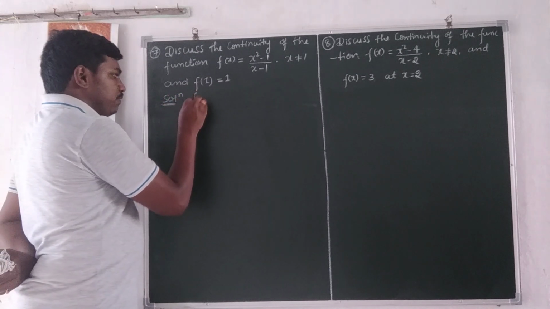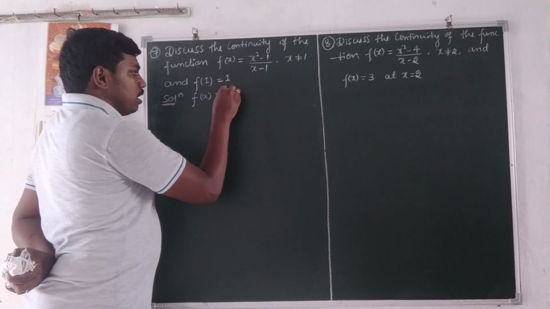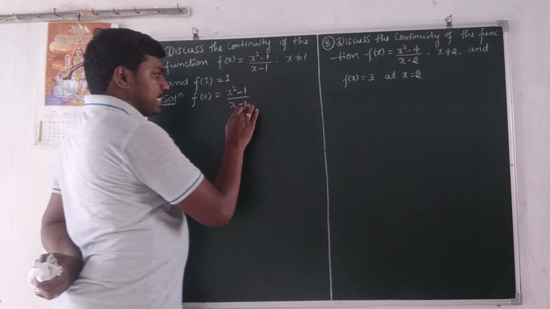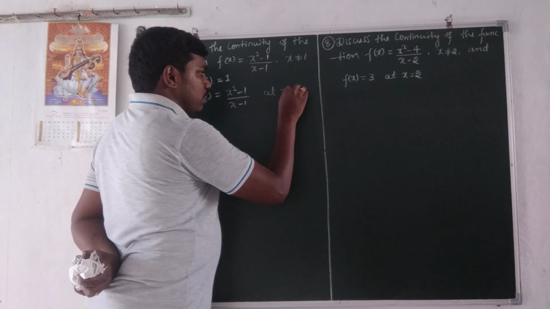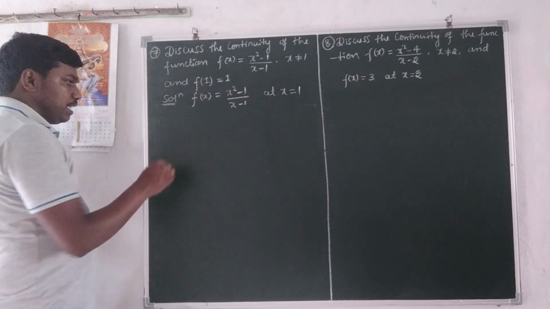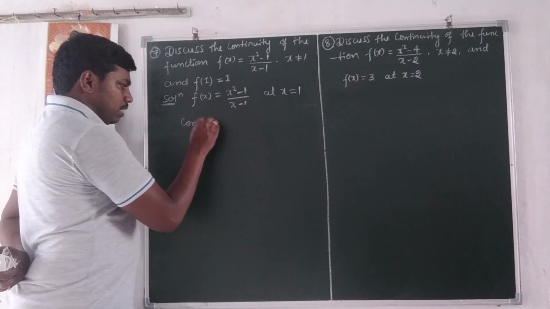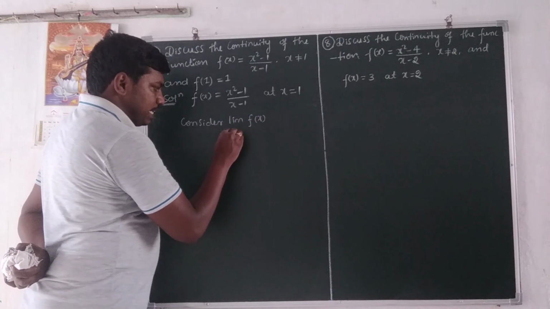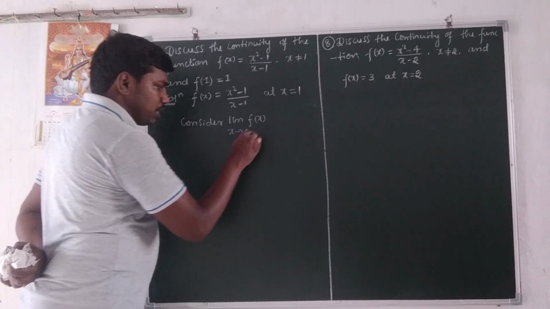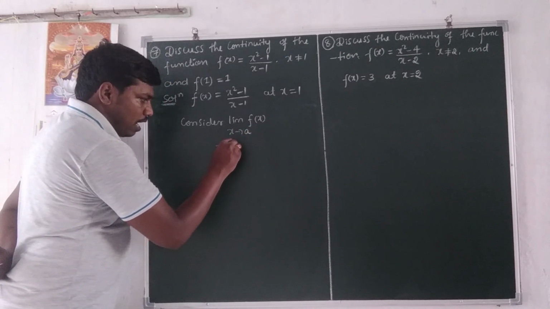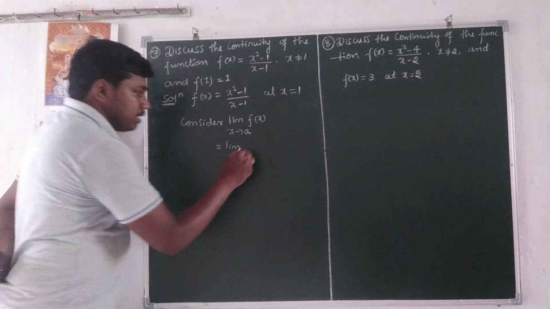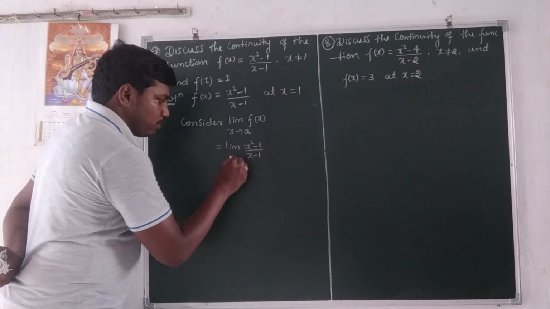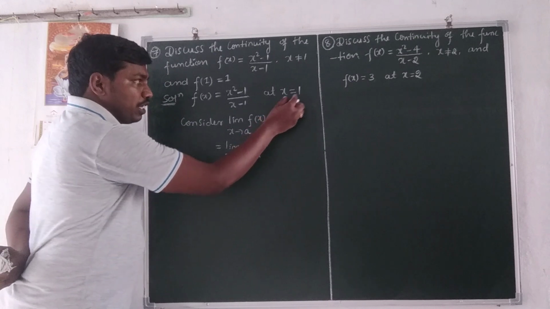Solution. The given function is f of x is equal to x square minus 1 divided by x minus 1. At x is equal to 1 we need to see the limiting value. Consider limit f of x as x tends to a is equal to limit x square minus 1 divided by x minus 1 as x tends to a.